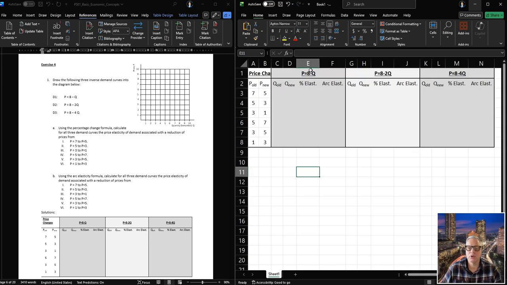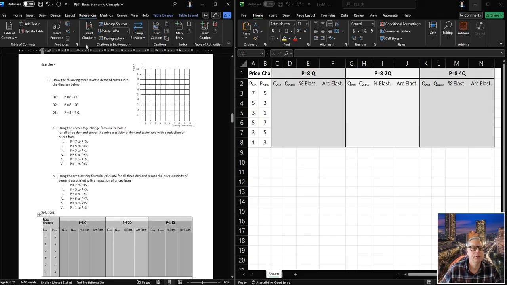Okay, and then what we need to do is, from looking up the inverse demand function associated with the price changes, we need to look up the new quantity and the old one. And then we can actually use just a formula in order to calculate the elasticities, and that should make it a little bit easier. So let's start with the first formula, or the first demand. So the first demand function is P equals 8 minus Q. So let me insert that here.